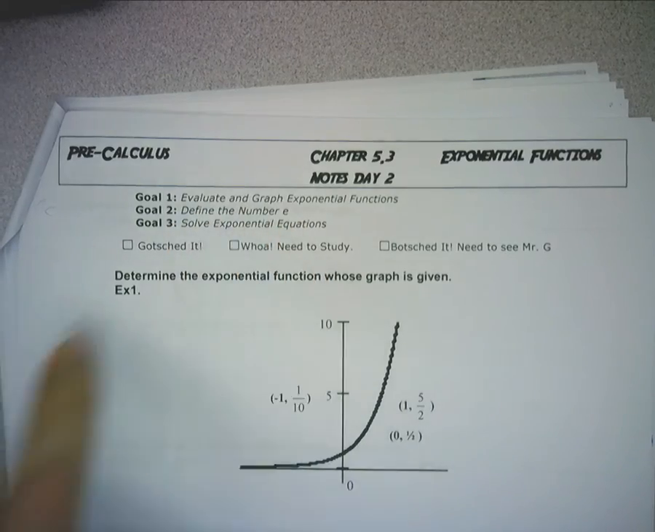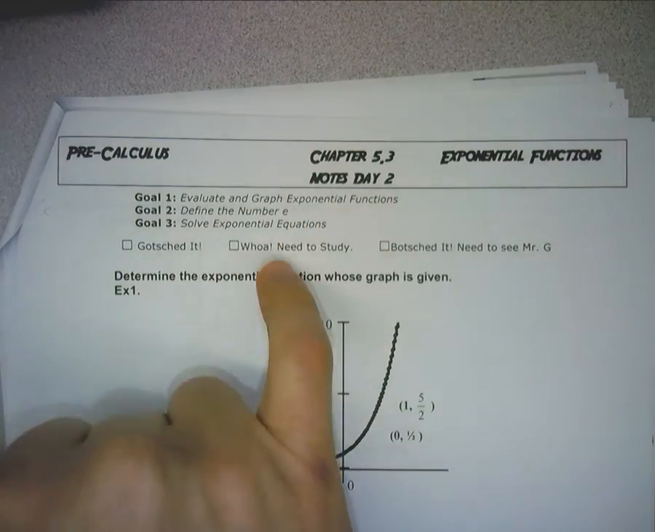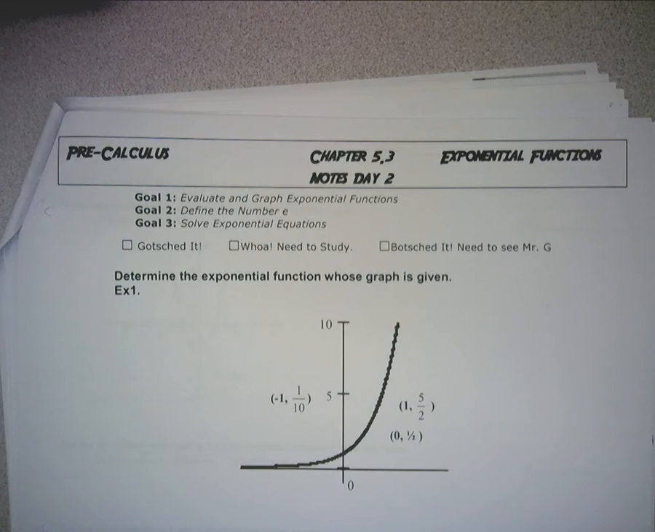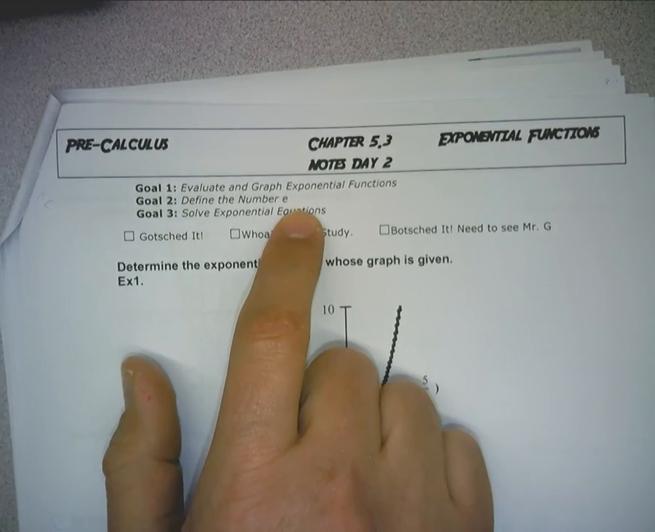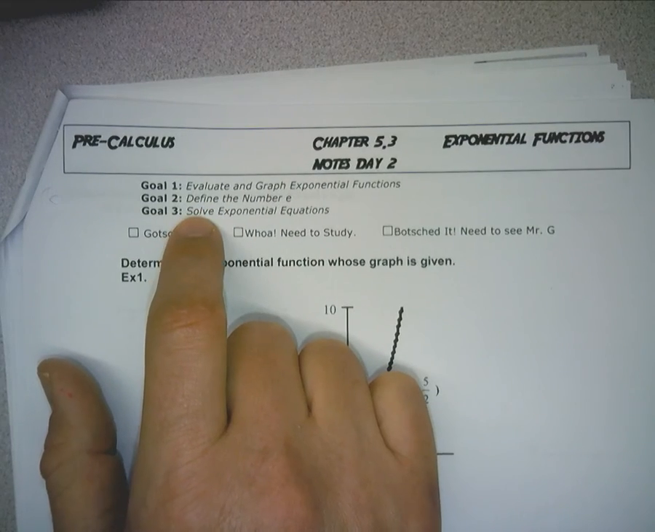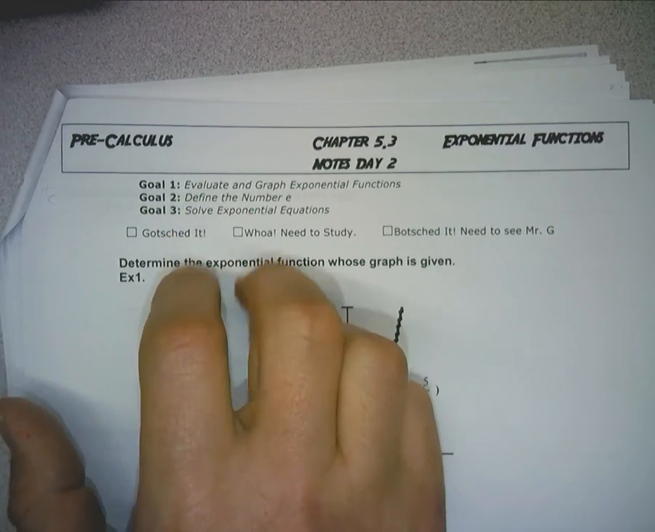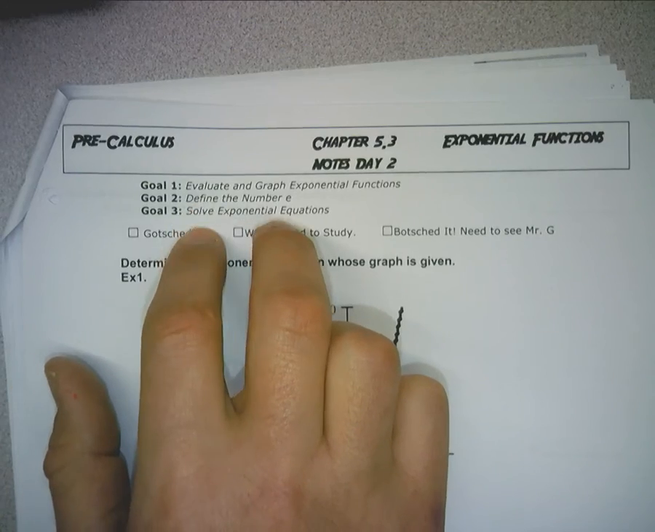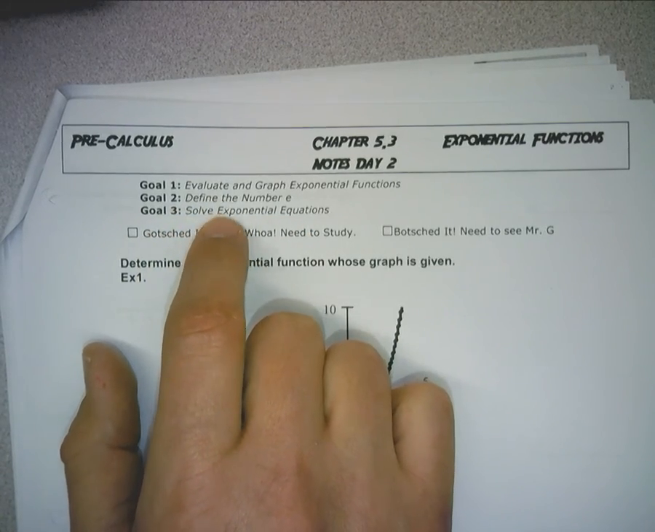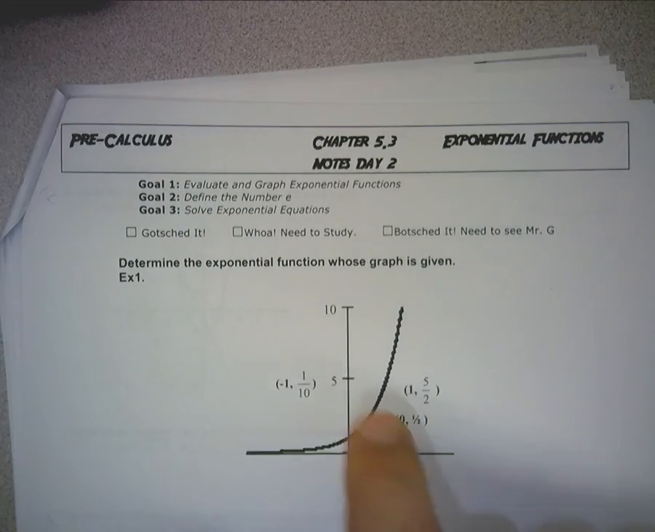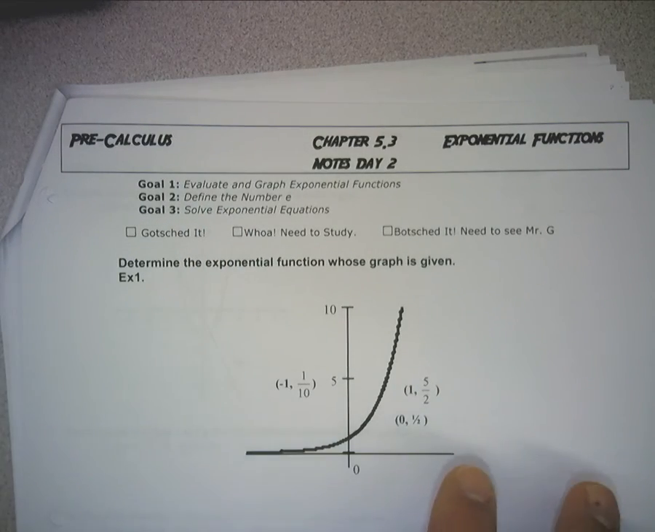I sang to you yesterday the number e song, so hopefully you know e is 2.718. Again, that's the approximation of that fancy number. We'll do the applications of that and how that was derived later second semester. Then in goal number 3, this is what we're going to focus on in examples 2, 3, and 4. We're going to solve those exponential equations.